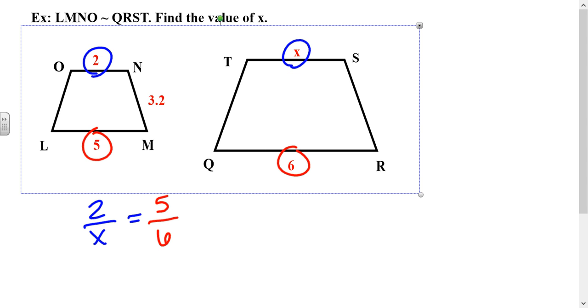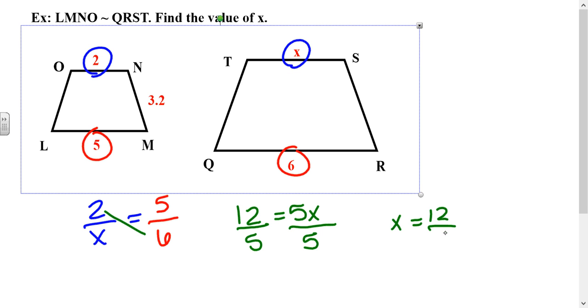And I learned last time that to solve proportions, I can do the shortcut of cross multiplying. So 2 times 6 equals 12. And then 5 times x equals 5x. So I'm going to divide by 5. And so I get x equals 12/5. And you are more than welcome to write the decimal answer for that if you'd like, but I'm going to go ahead and leave mine as a fraction. So I just cross multiplied, and that's how I got x.